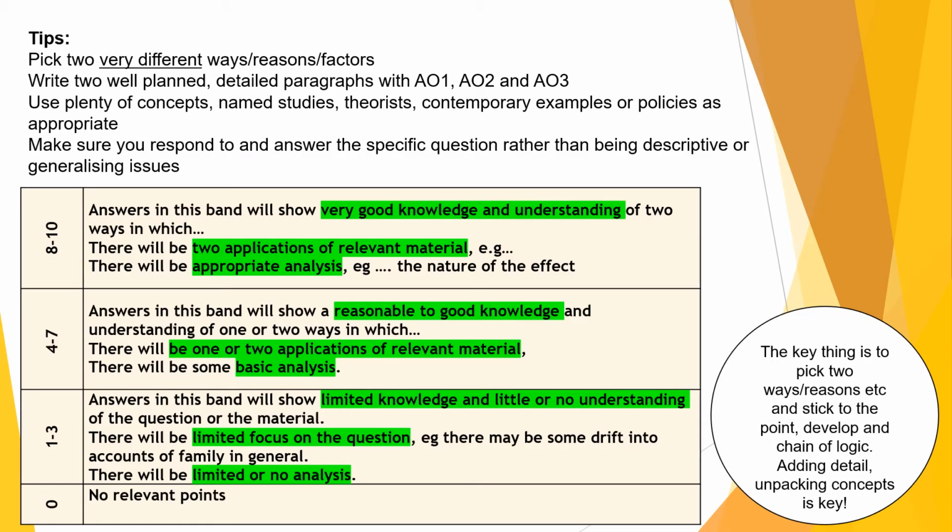So the mark scheme, really quickly, just the mark scheme itself. You can see here I've highlighted the keywords: very good knowledge and understanding, 2 applications of relevant material, and appropriate analysis. They're the key things they're looking for. As you go down the list, you can see reasonable knowledge, 1 or 2 applications, basic analysis, all the way down to limited.